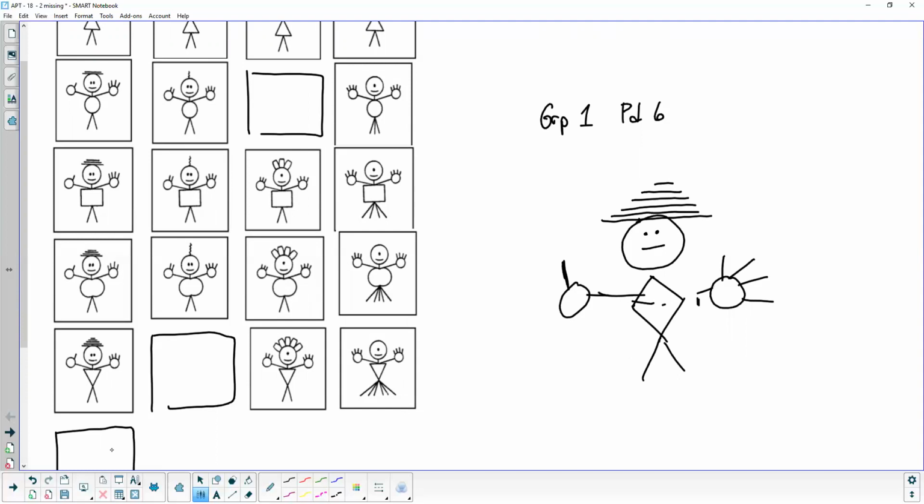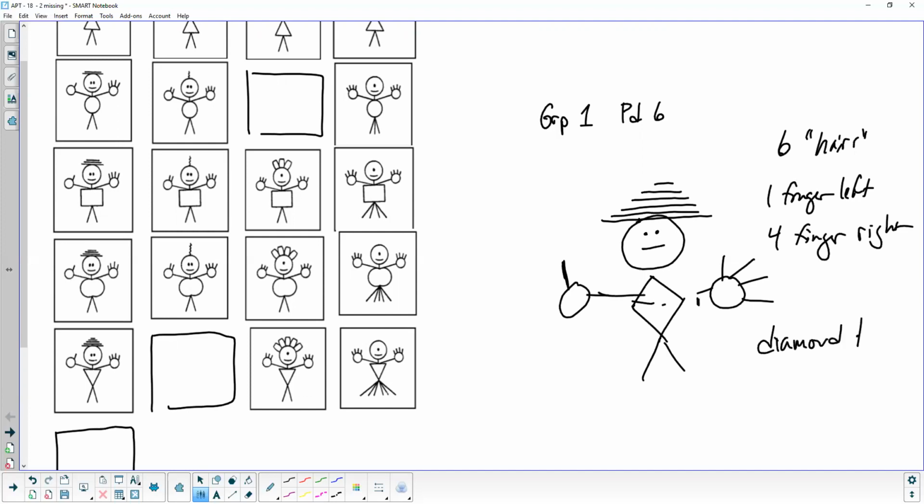What I would expect you to say is 6 hairs, and you have to give me your description. 6 hairs, 1 finger on the left, 4 fingers on the right. Notice the sheet says there is a place where you have to list things you don't know. So I'd say you don't know the diamond body. That's something you wouldn't know. Okay, I'm going to give you one more example. I'm going to do one that, for whatever reason, people pick.